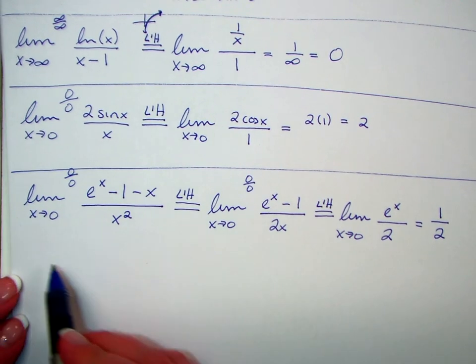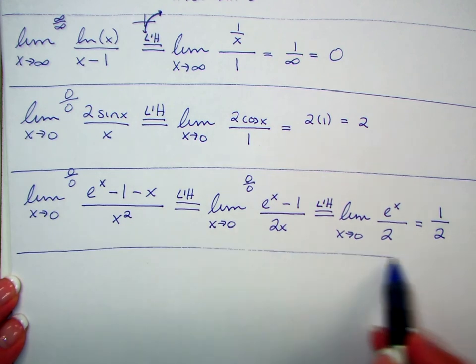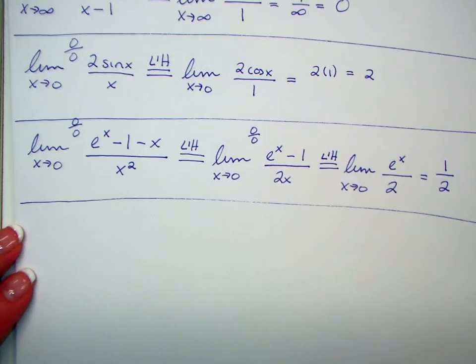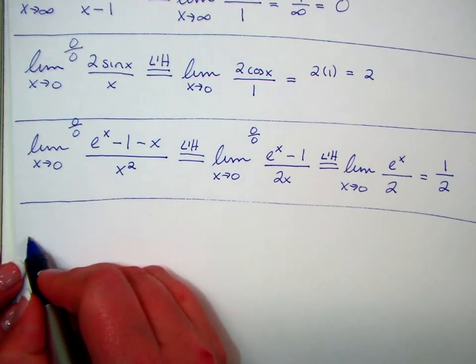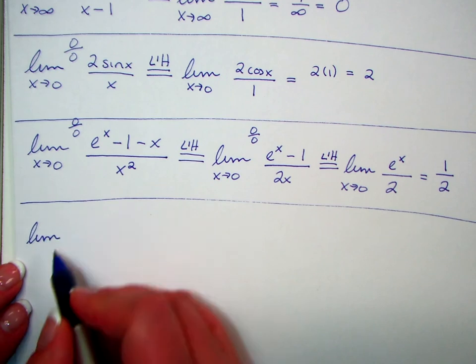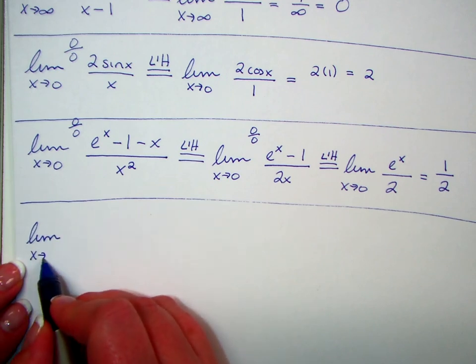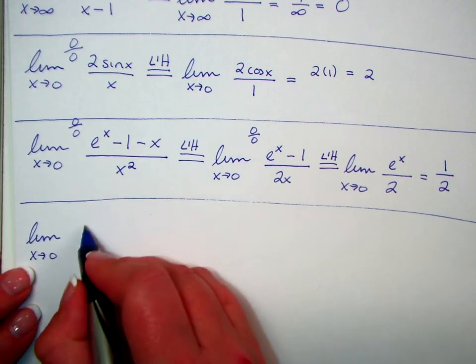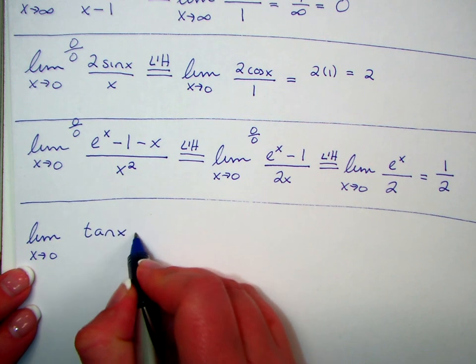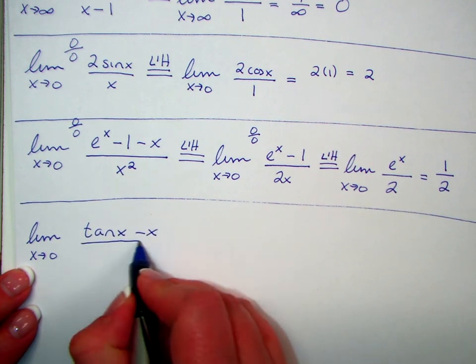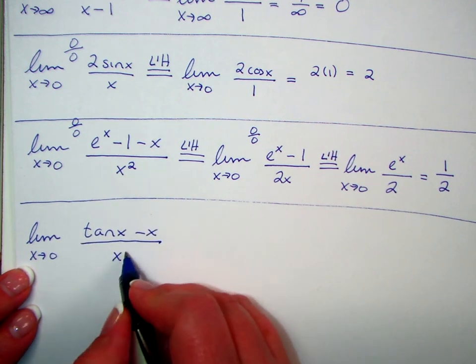All right, let's look at a more complex one. To finish out this video here, let's do the limit as x approaches 0 of tan x minus x over x cubed.